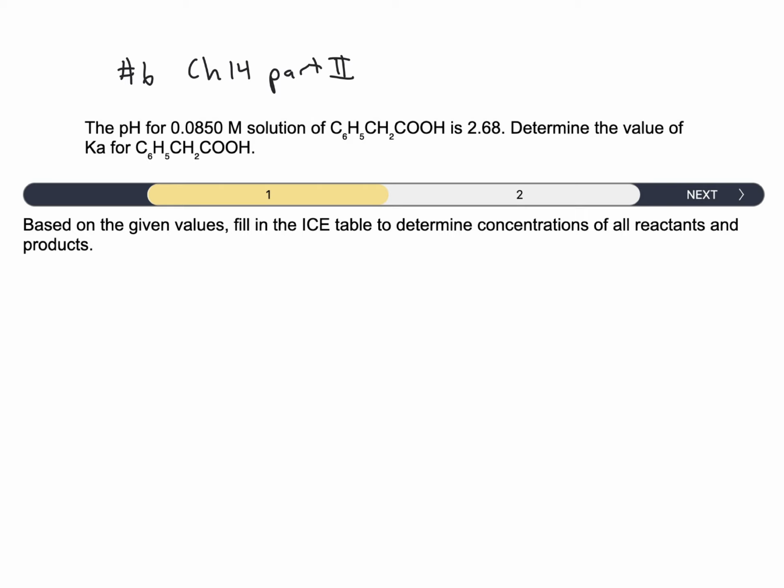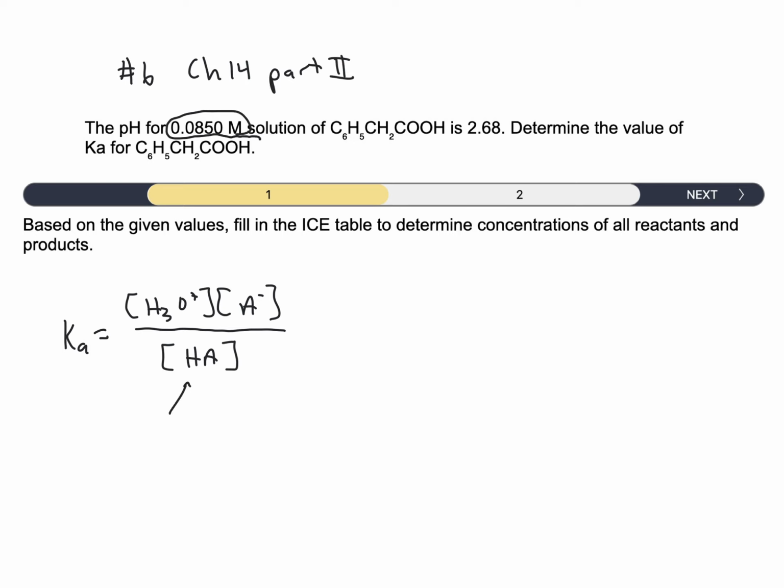And to do that, we need some concentrations first. We know pH, but we know that Ka equals the concentration of hydronium times the concentration of the conjugate base all over the concentration of the parent acid at equilibrium. We know the initial concentration of the parent acid, but we need to find my equilibrium concentration. I also need to find my concentration of hydronium and the concentration of the conjugate base to be able to find my acid dissociation constant.